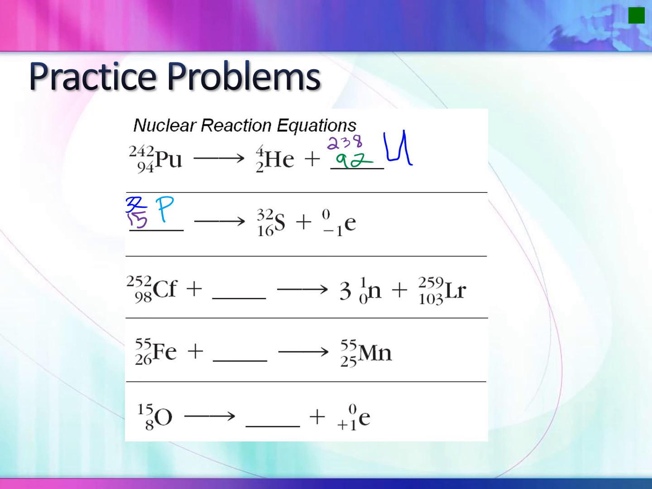All right, the next one. We've got, this is a little trickier. So we've got 252 plus x, so 252 plus x equals, now we've got this weirdo thing right here, okay?